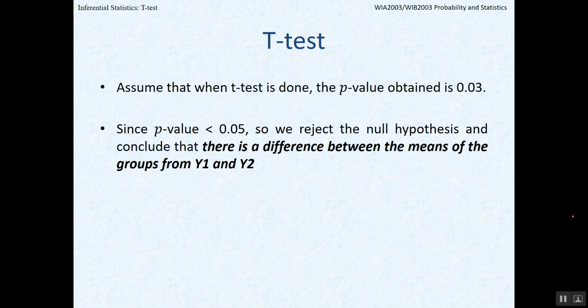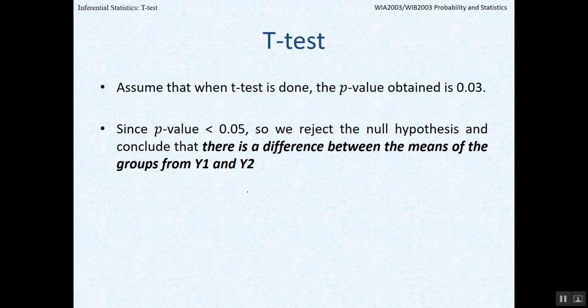So in this case, assume that when the t-test is done, the p-value obtained is 0.03. If my confidence level is 95%, my alpha value will be 0.05, correct? So my p-value now is 0.03, which is less than 0.05. So how I infer this result is, we reject the null hypothesis and conclude that there is a difference between the mean of the groups y1 and y2. That's how you infer, right?